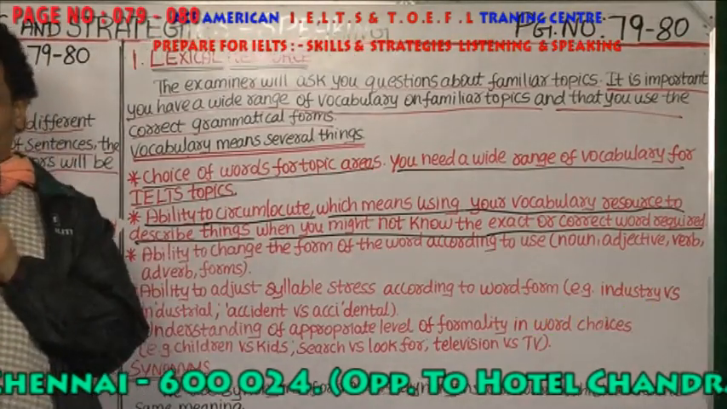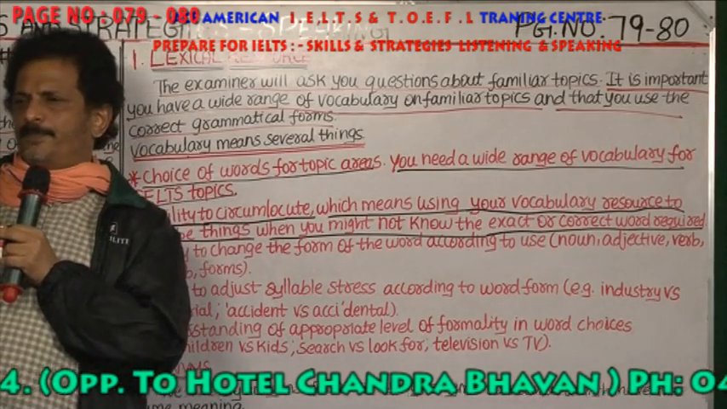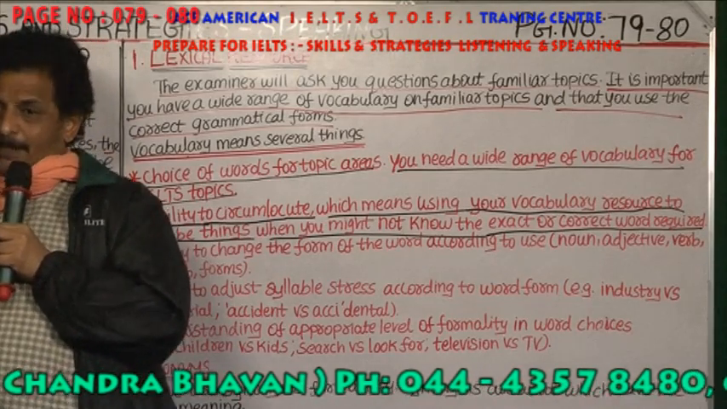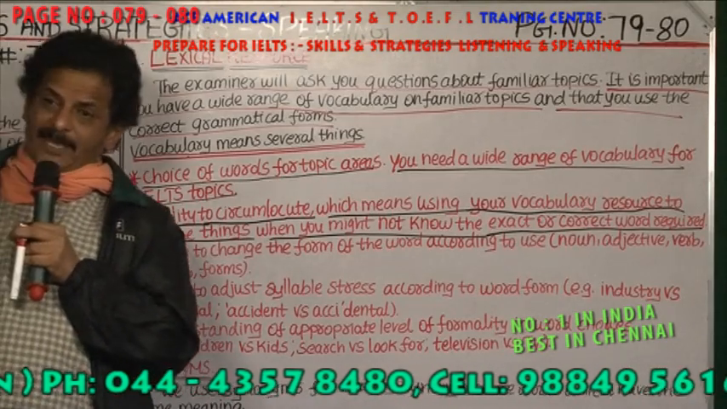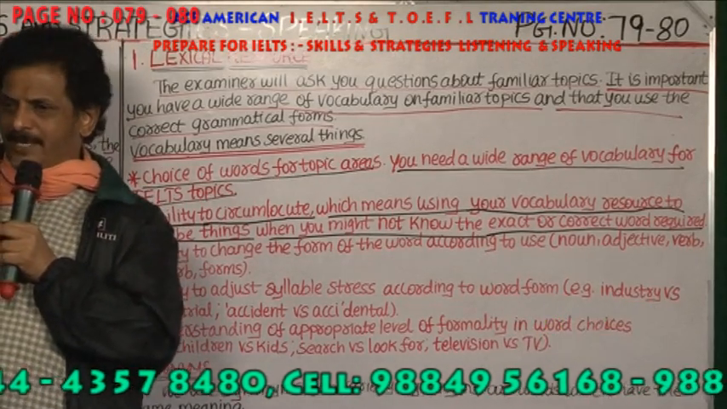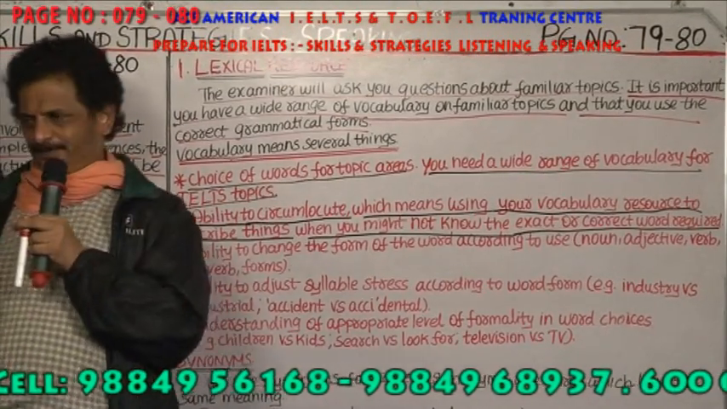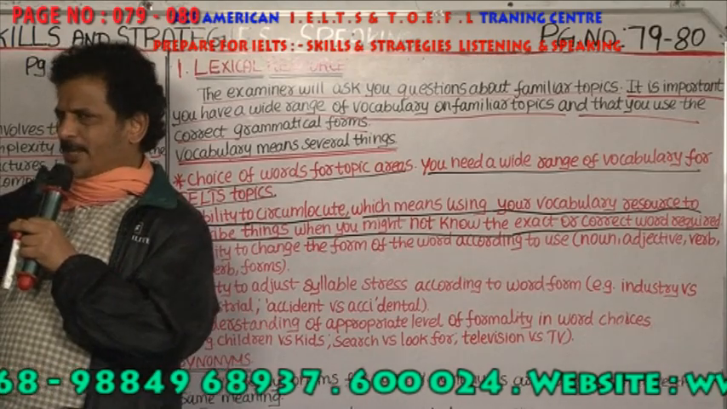What do you mean by circumlocute? When you want to say something, you don't know those words. You are using some other word to describe that, to tell about that. That is called circumlocute. Then ability to change the form of the word according to use. Noun, adjective, verb, adverb form. So next, the most important is the word. Using the word according to its use.